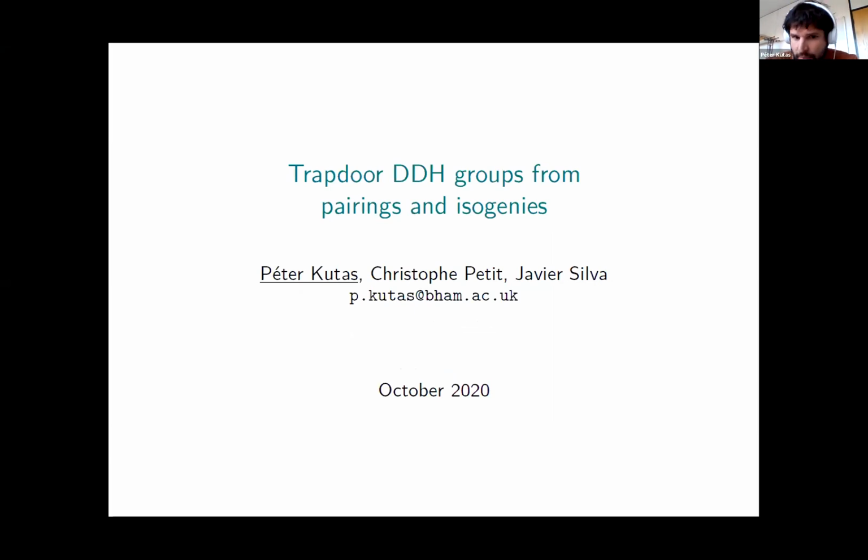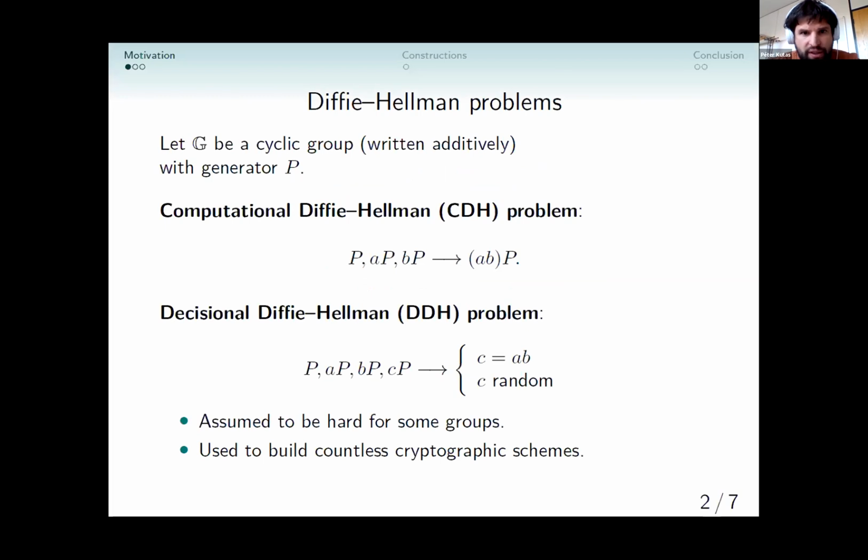So I'm going to talk about joint work with Christophe Petit and Javier Silva about Trapdoor DDH groups from pairings and isogenies. Let me briefly recall the Diffie-Hellman problems. Let G be a cyclic group with generator P. The computational Diffie-Hellman problem, CDH, is when one is given P, aP, bP, and has to compute abP. The decisional version of the same problem is when one is given P, aP, bP, cP, and has to decide whether c is ab or c was chosen at random, and one has to be able to distinguish that with a probability significantly larger than 1/2.